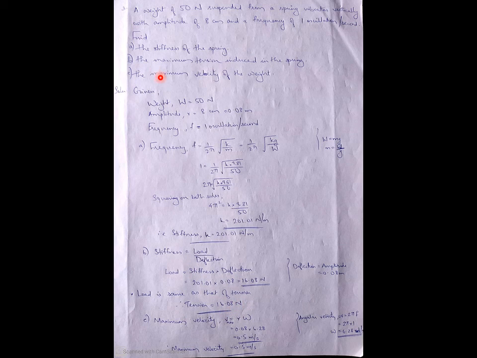And there is a third part, which is the maximum velocity of the weight. Maximum velocity is given by R into omega. R is the amplitude, which is 0.08. How to find omega? Frequency is given. Frequency is 1 oscillation per second. The equation connecting frequency and omega is omega equal to 2 pi into f. So you will be getting omega equal to 6.28 radians per second. Just substitute over here and you will be getting the final maximum velocity, which is 0.5 meter per second. So those were the basic problems related to spring mass systems.